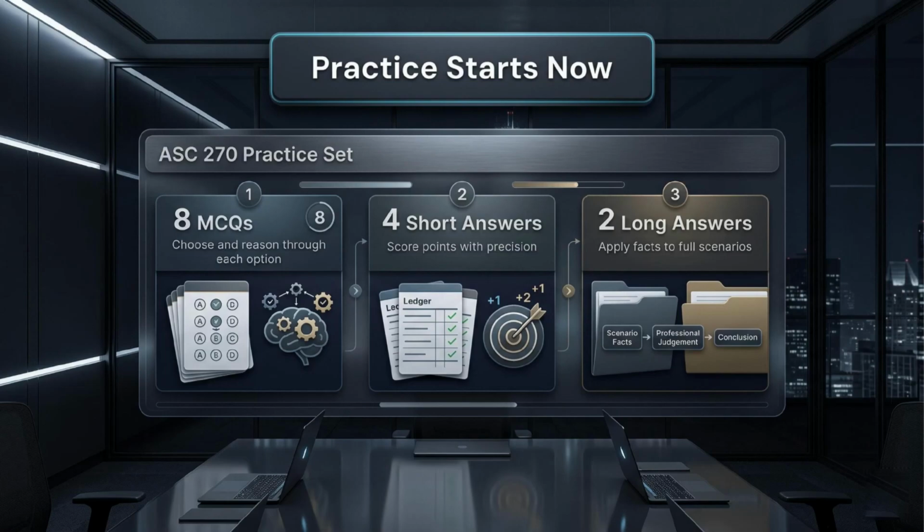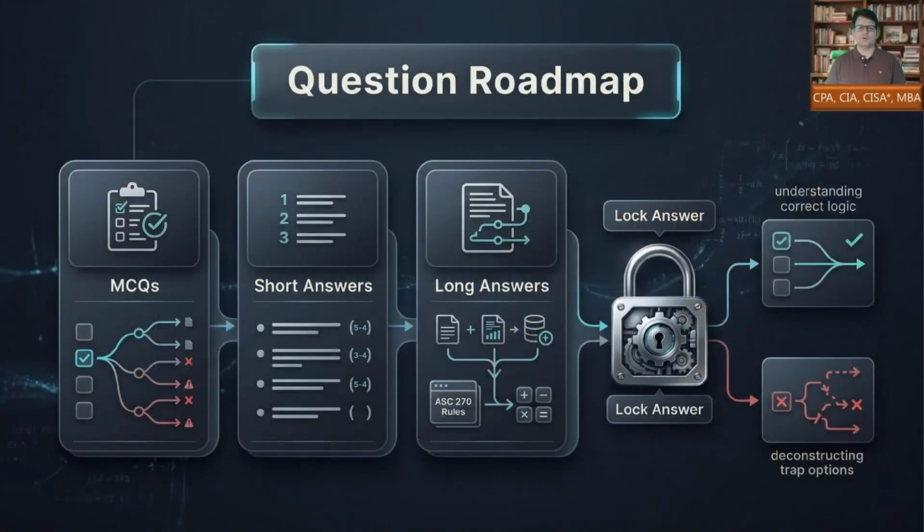The three videos so far gave us the foundation, the rules, and the worked examples for ASC 270. Now we test that learning. This practice video has 8 multiple choice questions, 4 short answers, and 2 long answers. The goal is not to memorize lines. The goal is to recognize the interim reporting logic, apply the correct rule, and avoid the traps that usually cost marks. We will move from quick checks to structured scenario answers.